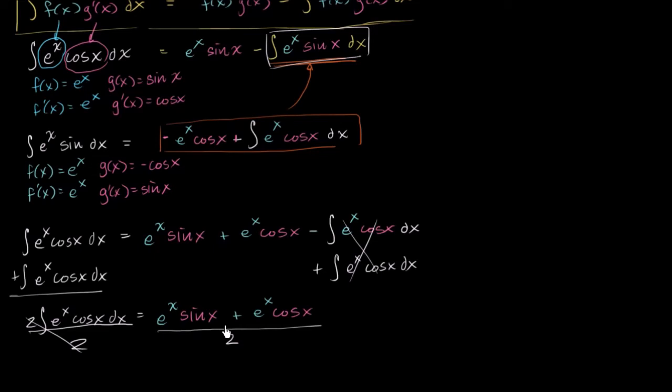E to the x sine of x plus e to the x cosine of x, over 2. And now we want to be careful because this is an antiderivative of our original expression, but it's not the only one. Even though we've worked hard and used integration by parts twice and had to back substitute in, we have to remember we should still have a constant here. If you take the derivative of this, regardless of what the constant is, you will get e to the x cosine of x. And it's actually a pretty neat looking expression.